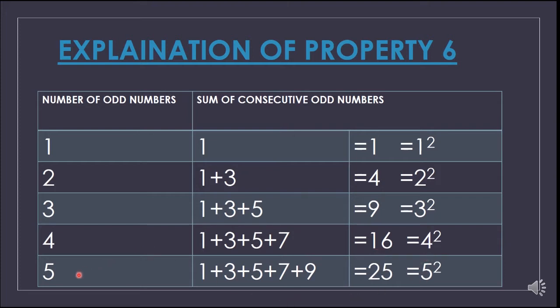When we have taken 5 odd natural numbers, their sum is 1 plus 3 plus 5 plus 7 plus 9. Sum is equal to 25, which is equal to 5 square. So children, from this entire pattern you can see whatever is the number of odd numbers we are taking, the sum is given by the square of the same number.